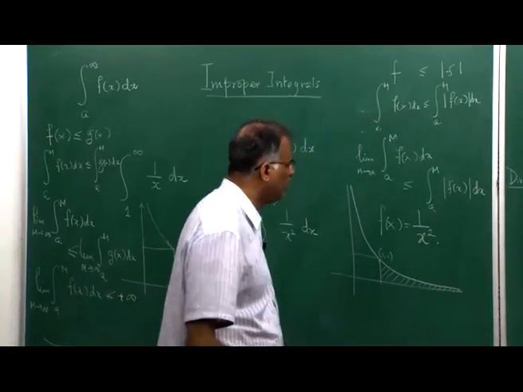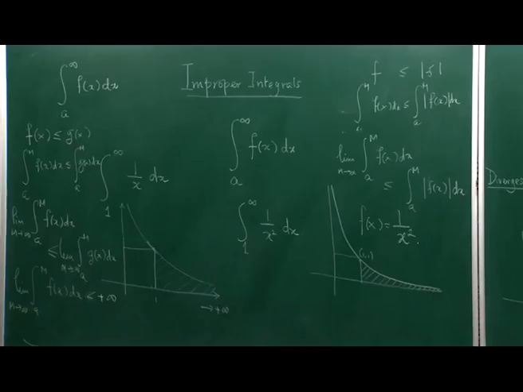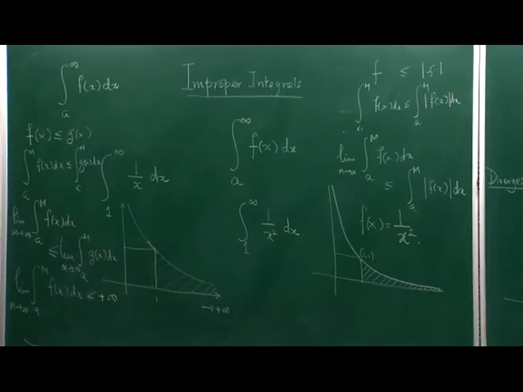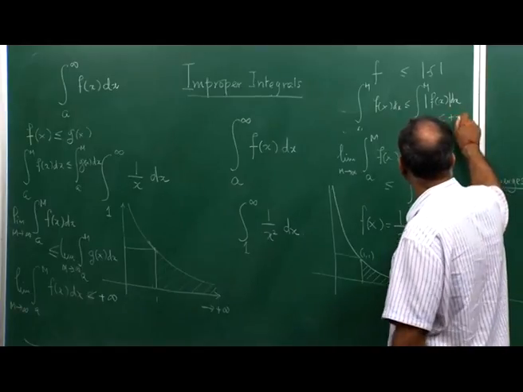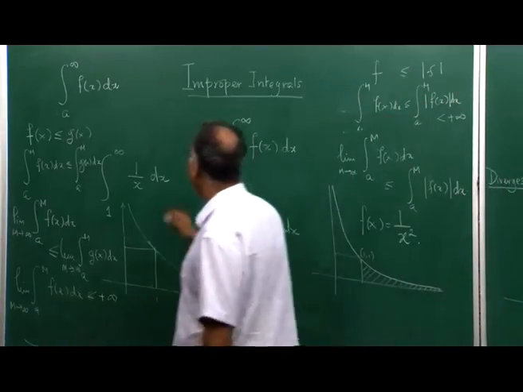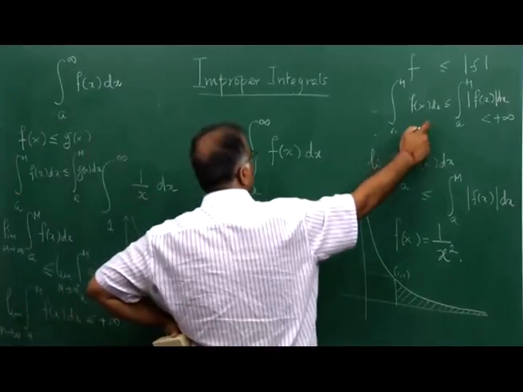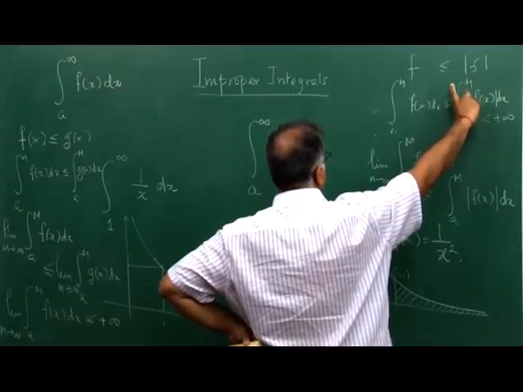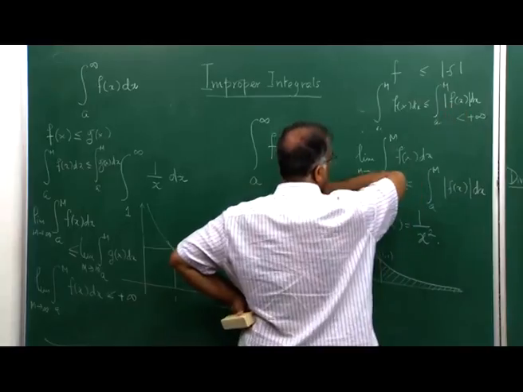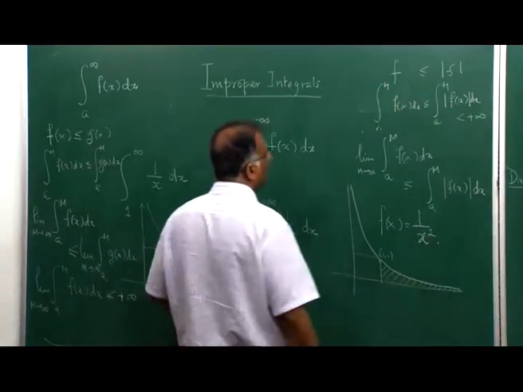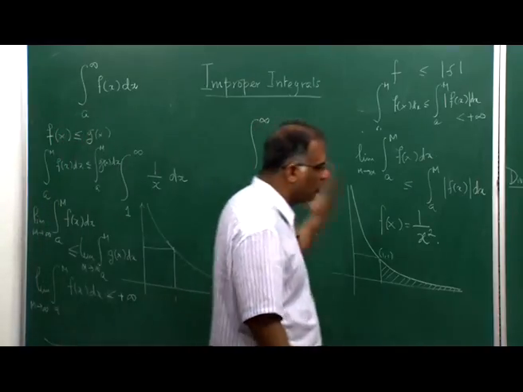So there are functions which are convergent but not absolutely convergent. If the integral of mod f is strictly less than plus infinity, then the integral of f would also be finite. So whenever I can get the improper integral of mod of f x, I will immediately show that the integral of f will also exist. Then we call that the integral from a to infinity of f x dx is an absolutely convergent integral.